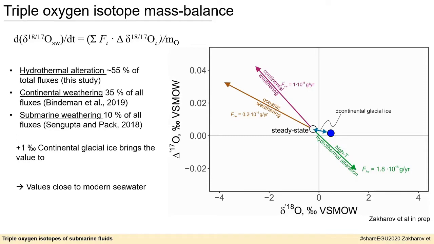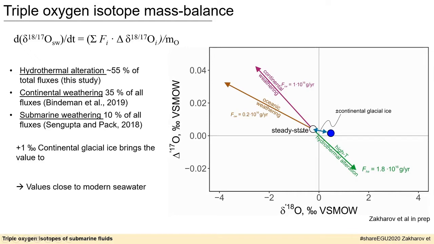Now, due to the advances in the field of triple oxygen isotope geochemistry, we can consider the isotope budget of seawater in two-dimensional space. The delta 18O value here is shown on the x-axis, and the 17O excess, or capital 17O value, is plotted on the y-axis. In this talk, I will use the reference line with the slope of 0.5305.